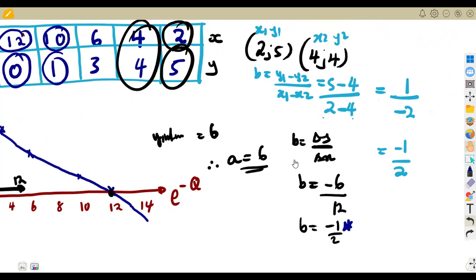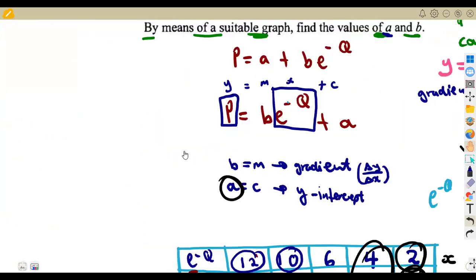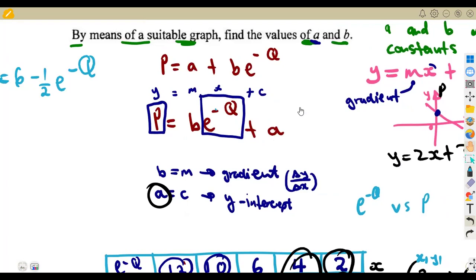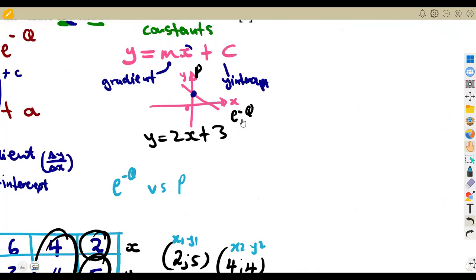So meaning to say, this relationship that made us draw this graph can be written, because we have the value of A and also the value of B. It was simply P is equal to the value of A. What was the value of A? Remember, we got A as 6. So it's simply 6 plus B. B was minus half. So it's simply minus half e to the exponent of minus q. This is the law that connects P and Q, that can be given as a linear function. So this is how the questions are given.